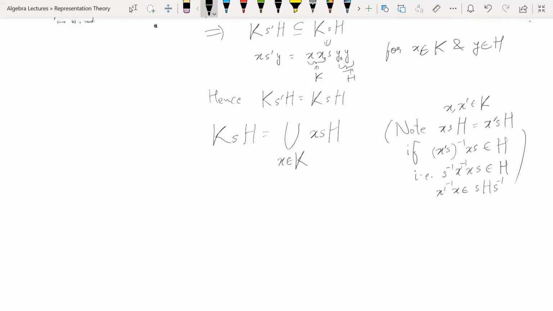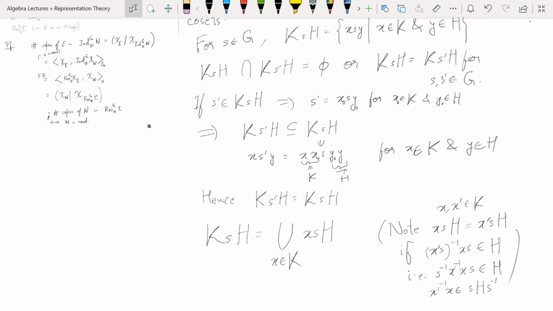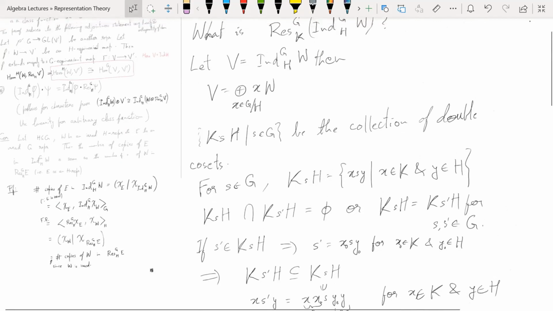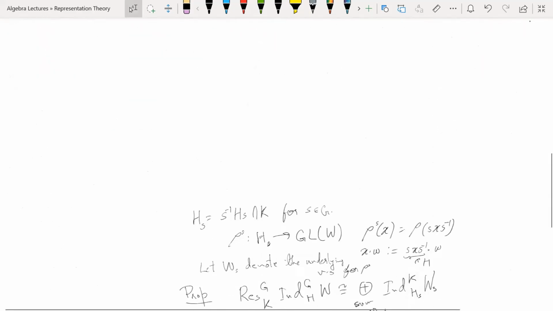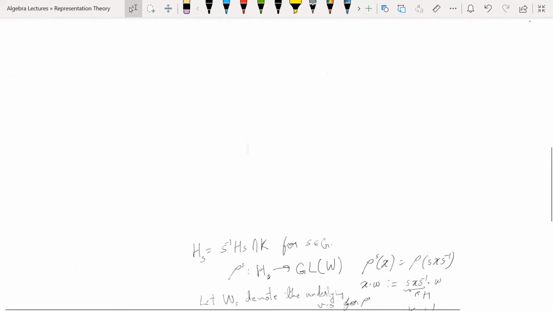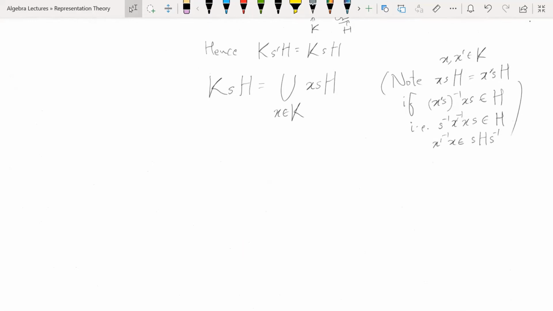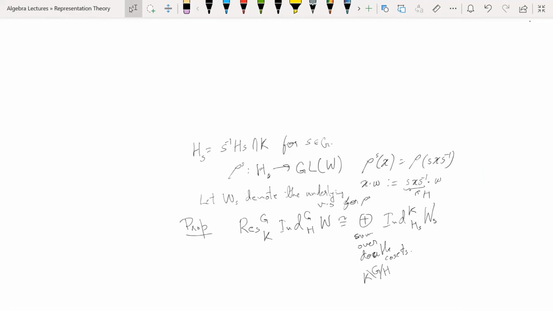Okay, so this is how double cosets look like. So now what do I want? Now I want to make this claim about what this restriction is.